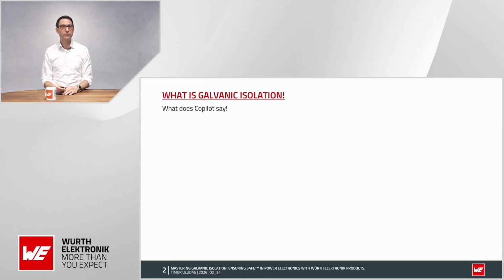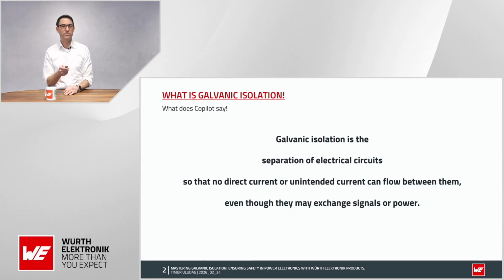First of all, what actually is a galvanic isolation? Therefore, I ask Copilot and let's check out. So, due to Copilot, a galvanic isolation is a separation of electrical circuits so that no direct current or unintended current can flow between them, even though they may exchange signals or power.